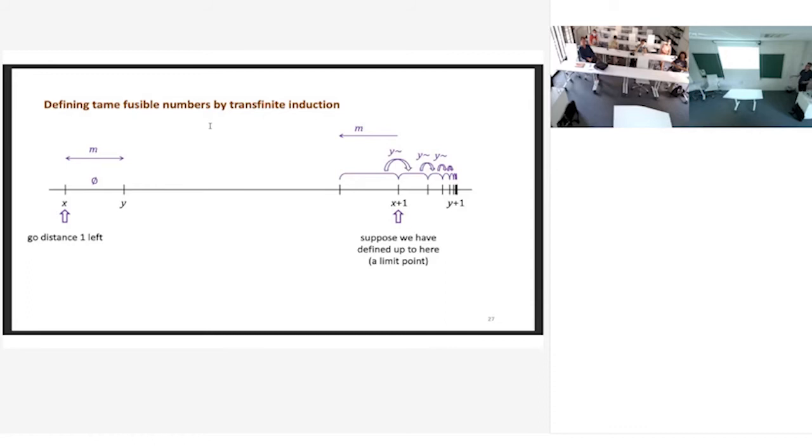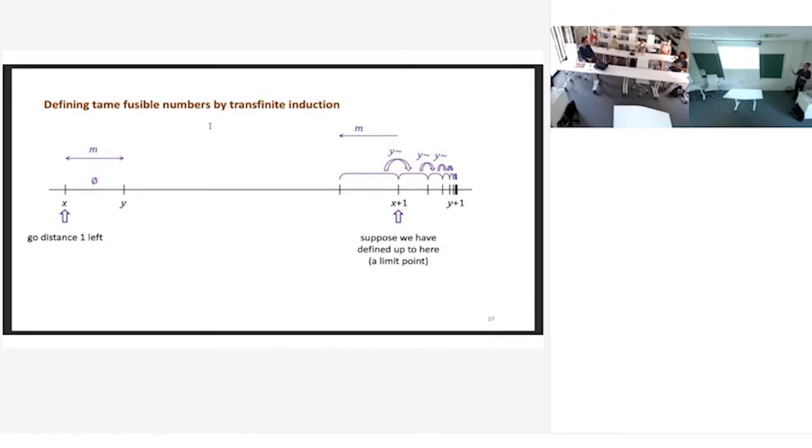You take the fusible number y, and you fuse it with all the fusible numbers in the first interval, and you get fusible numbers in the second interval. Then again, you apply y to the second interval, you get a third interval, and you repeat it infinitely many times, and this converges to y plus 1. So this argument shows that if you define it up to x plus 1, you can go on to y plus 1.